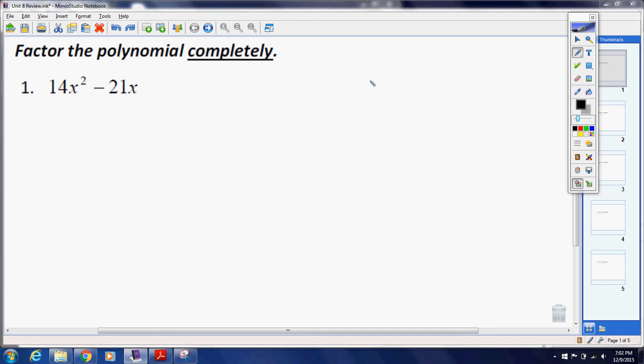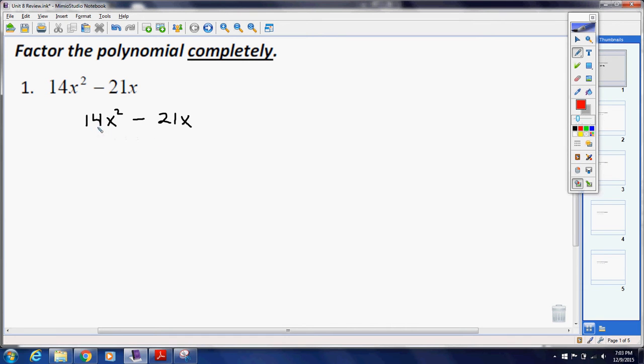All right, problem number 1 here. We are to factor the polynomial completely. In distributing, remember that we multiply, and when we are factoring, we are dividing out. So I want to find what these two terms have in common that I can divide out. I'm going to write this out again: 14x squared minus 21x. I'm going to factor out something. What do these have in common?